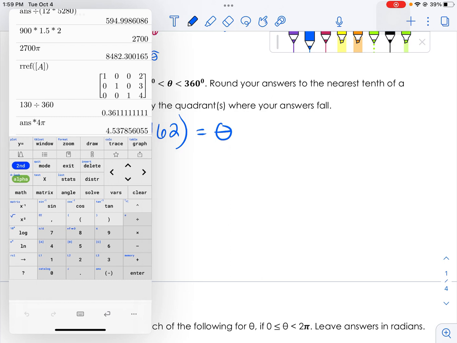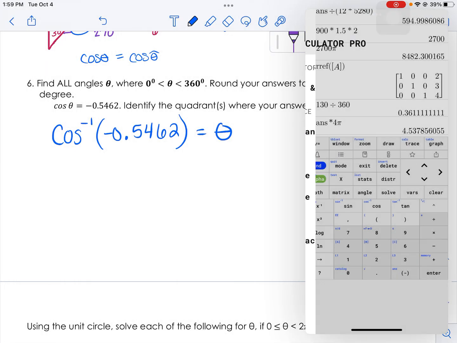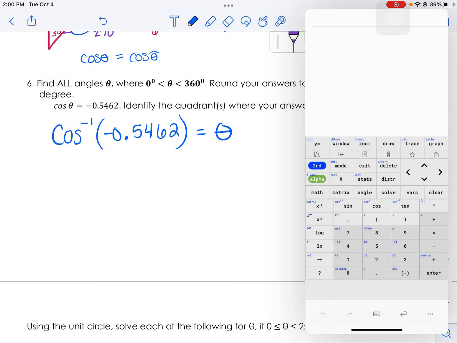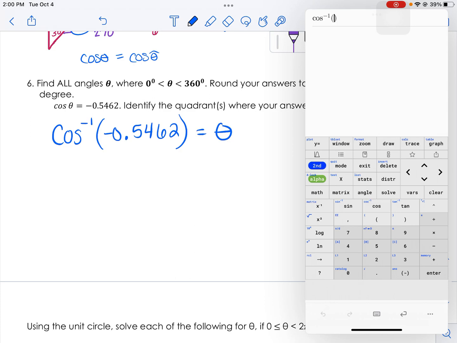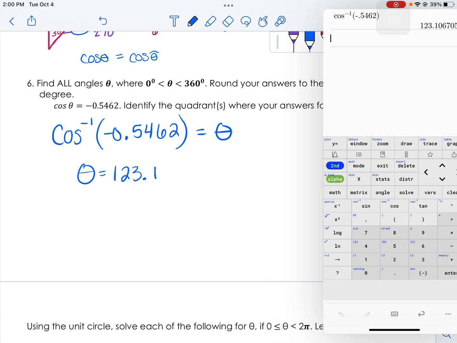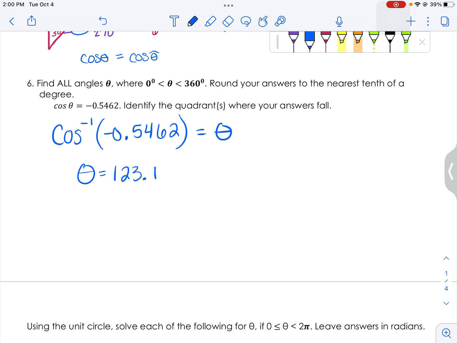Let's see if I have my calculator here. So make sure that you're in degree mode for this one. And then do second cosine and then negative 0.5462. So it gives me my angle of 123, and I wanted the nearest tenths place, so 123.1. And I want all of the possibilities, all of the angles.